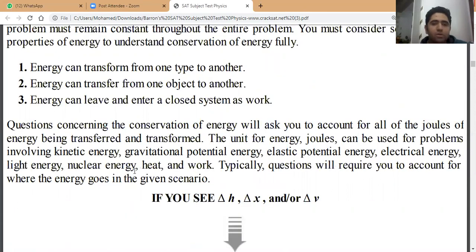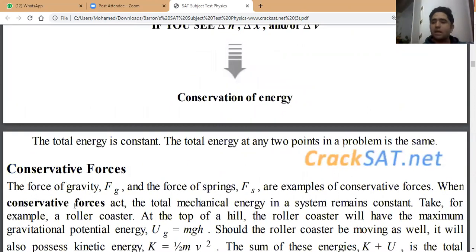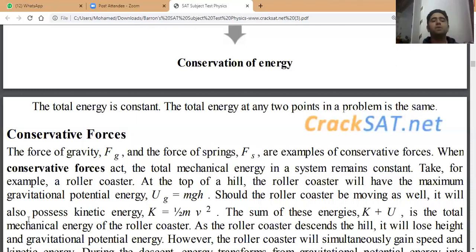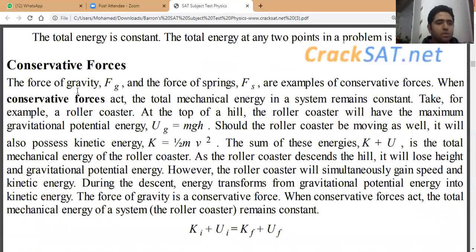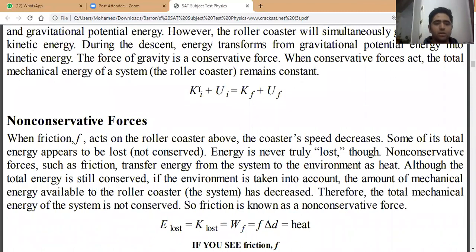Now we're going to go into a very important lesson, conservation of energy. Now we understand that total mechanical energy is always constant. You know, potential energy plus kinetic energy always has to be the same value. So this is a very important rule that you have to take. Ki plus Ui equals Kf plus Uf.